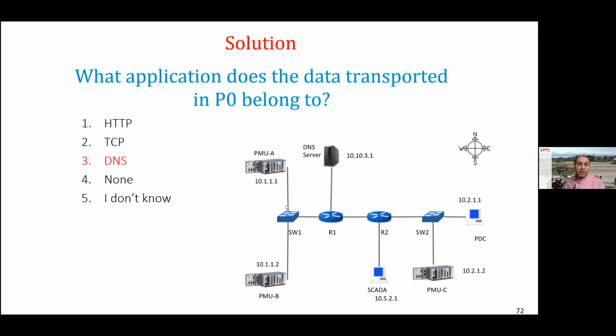And the previous ARP was to resolve the MAC address of R1 to be able to send the packet to R1, so that it interconnects this LAN with this LAN, so that it can forward the DNS request from PMU A to the DNS.